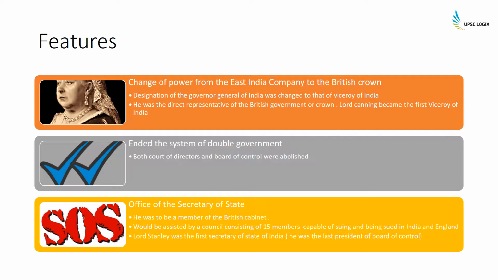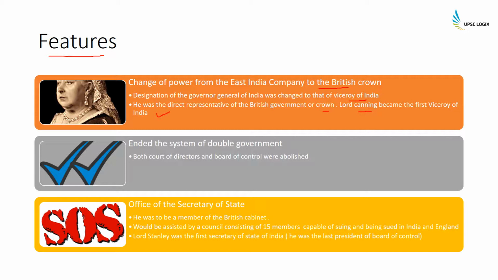Let us have a look at the features of this particular act. Number one, change of power from the East India Company to the British Crown. The designation of Governor General of India was changed to that of Viceroy of India. He was the direct representative of the British government or the Crown, and Lord Canning became the first Viceroy of India.